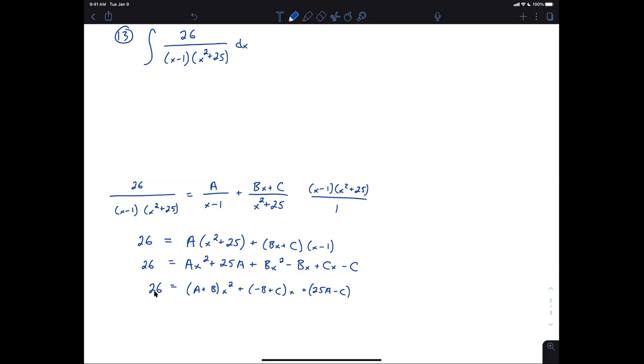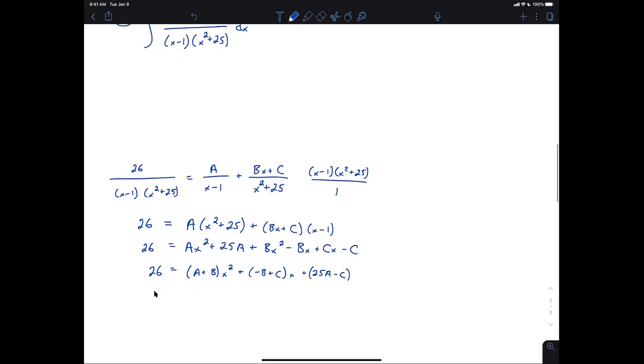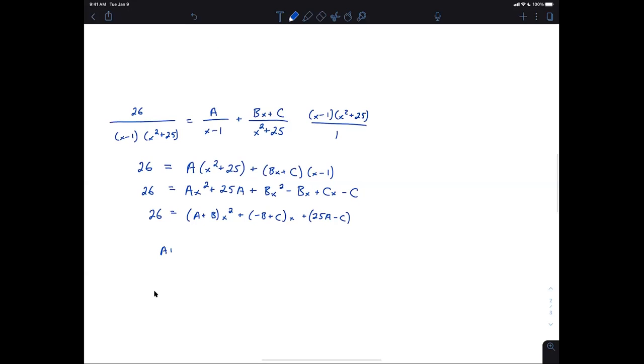All right. So we have a system of equations. We're going to say a plus b is 0, and then negative b plus c is 0, and then 25a minus c is 0. And now we've got to figure out how to solve for a, b, and c. There are a lot of ways to do that. This one's kind of annoying because none of them have the same two variables.